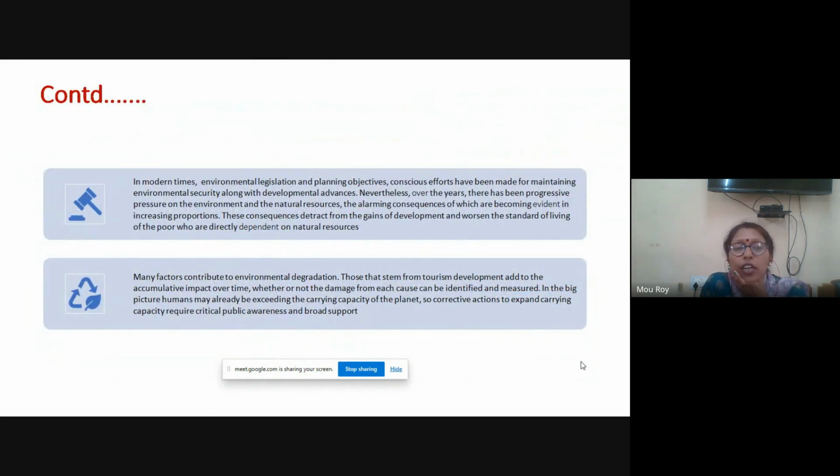So, in modern times, environmental legislation and planning objectives are being addressed. Conscious efforts are also being made for maintaining environmental security along with the developmental advances. Now, over the years, there has been progressive pressure on the environment as well as the natural resources, and there are a lot of alarming consequences which are becoming very evident.